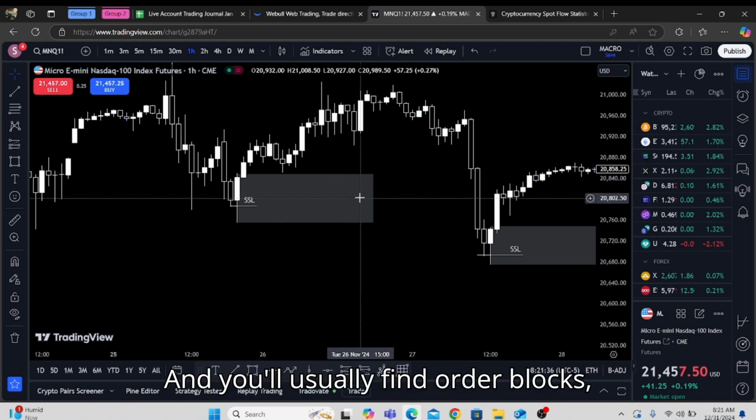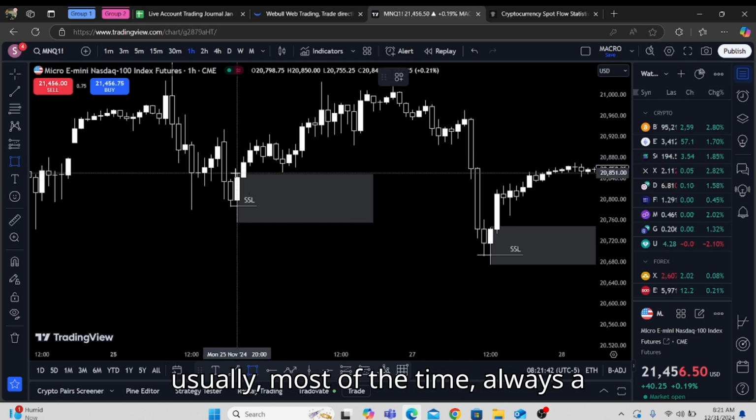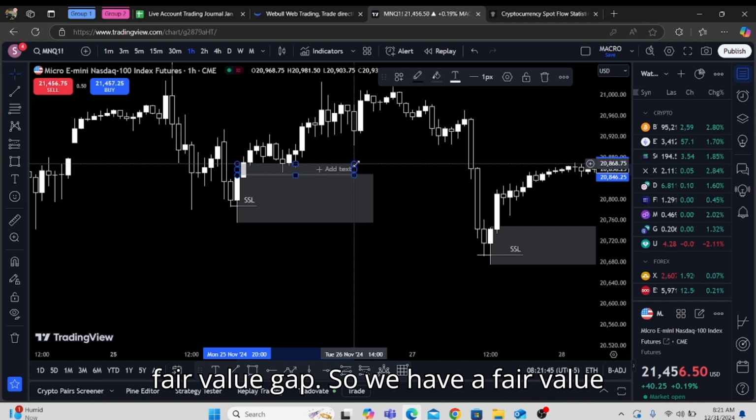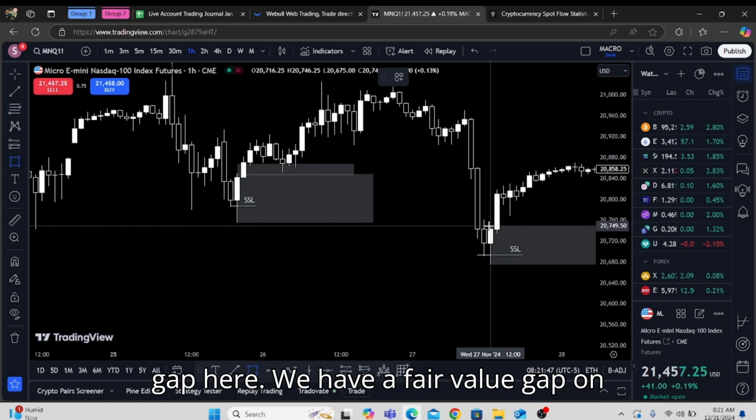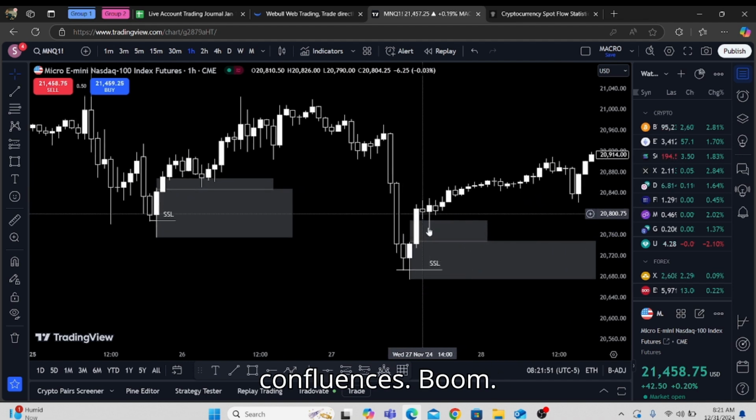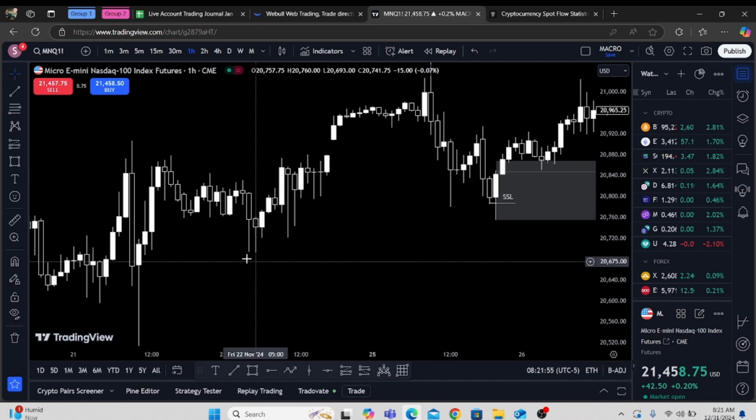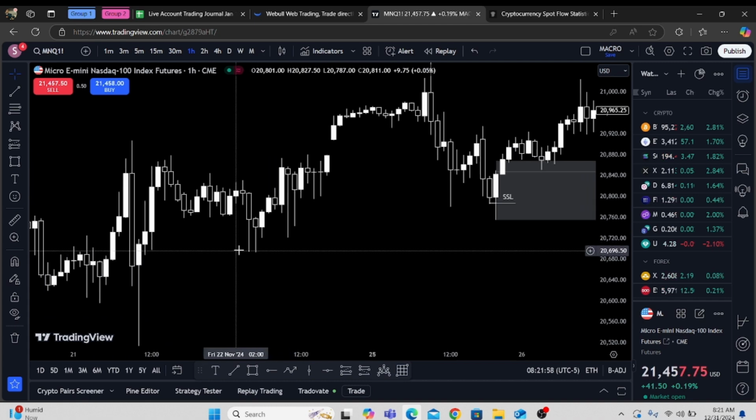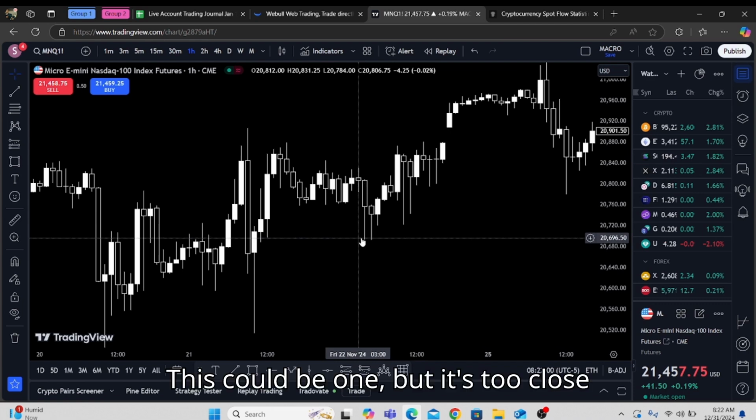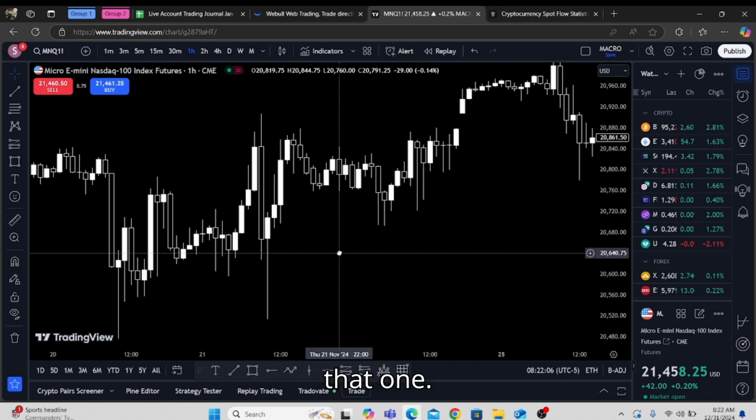And you'll usually find order blocks, and then above the order block is usually, most of the time, always a fair value gap. So we have a fair value gap here. We have a fair value gap on this one. So look, two confluences, boom. This could be one, but it's too close for me. I would just count that as an equal low. So we're not going to count that one.